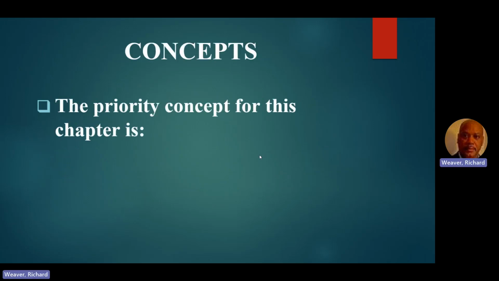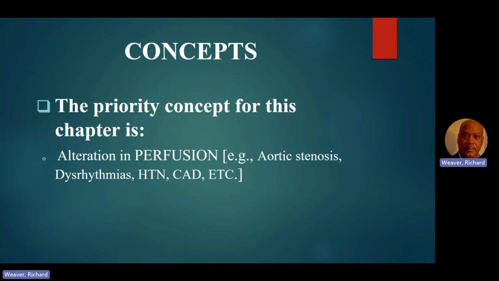Now, the priority concept for this chapter is alteration in perfusion. Whether you're thinking about aortic stenosis, dysrhythmias, hypertension, or coronary artery disease, these conditions cause low perfusion states, resulting in organ dysfunction. And of course, the classic signs and symptoms of low cardiac output are very similar amongst these various conditions.